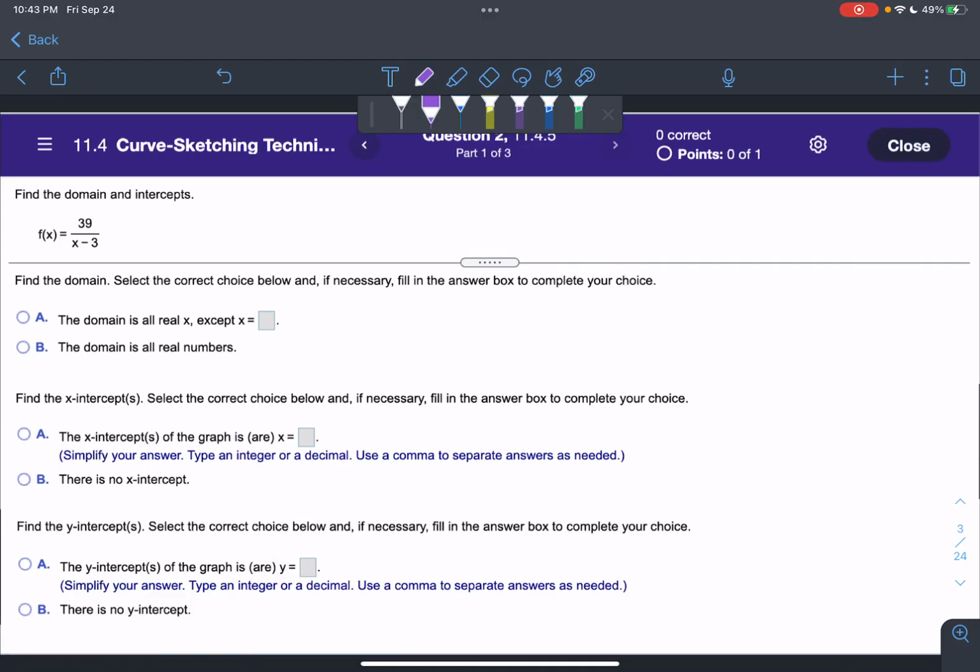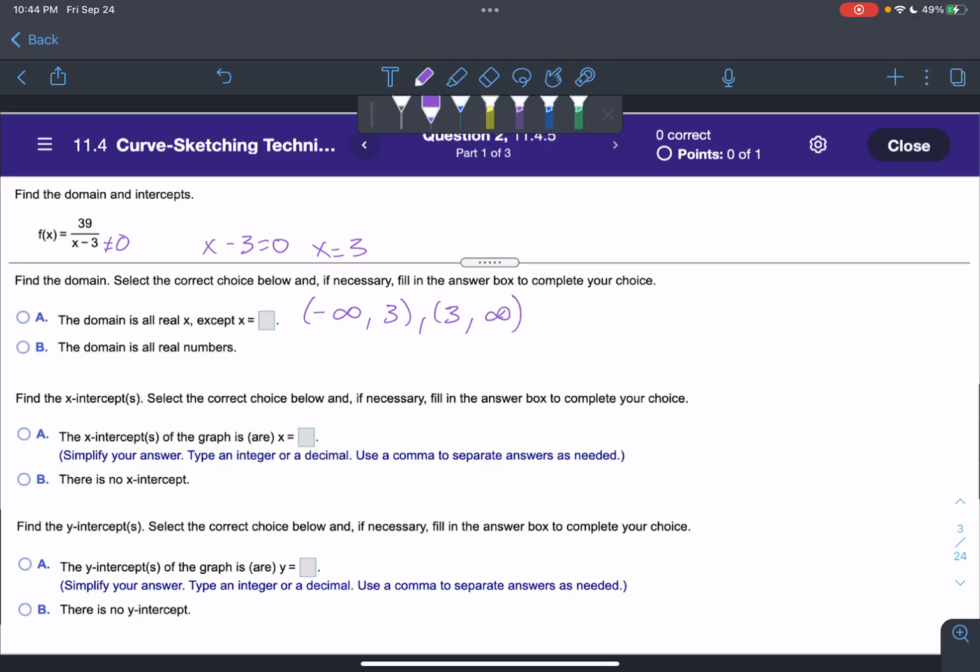Okay, so new function. Here we have 39 over x minus 3. Again, we do have a restriction on the domain because we can't divide by 0. The denominator is equal to 0 when x is equal to 3. That means that I can't have the number 3 in my domain. If I plug in positive 3, I get 3 minus 3, which is 0, and 39 divided by 0 is not allowed. So that's why our domain's restricted here.